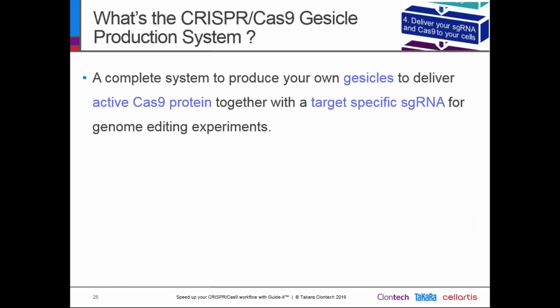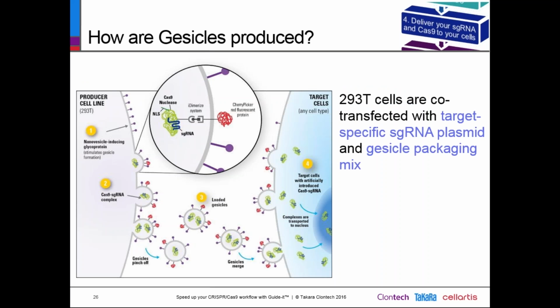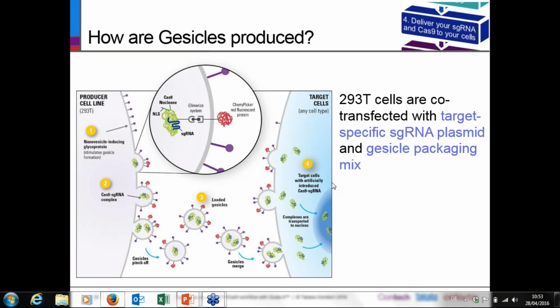So now what's our Gesicle production system? This is really a do-it-yourself system to produce your own Gesicles, which will contain both the active Cas9 protein and your target-specific guide RNA. So how does the Gesicle production work? It's a bit similar to lentiviral packaging, and you will use a 293T based so-called producer cell line, which you will co-transfect with a plasmid which will encode your target-specific guide RNA sequence, and then with a so-called Gesicle packaging mix.